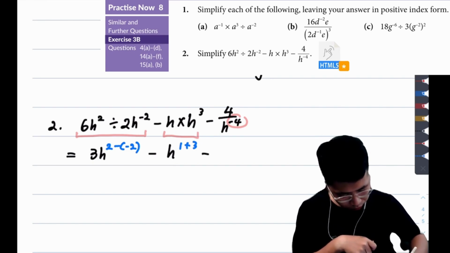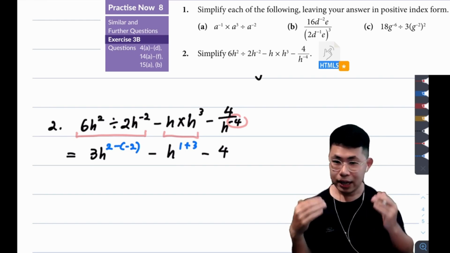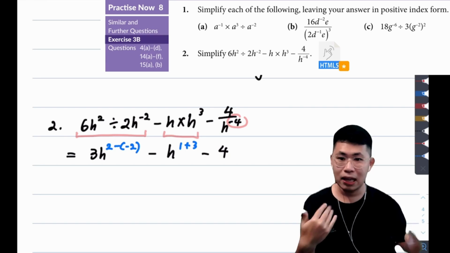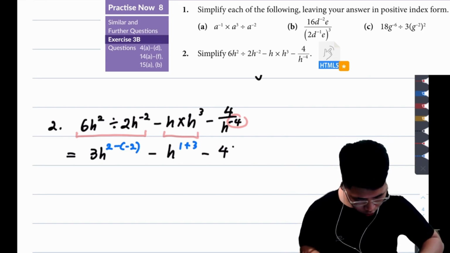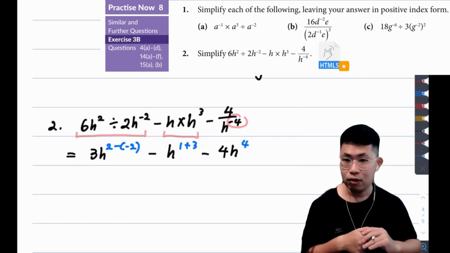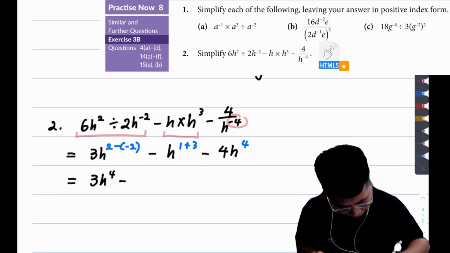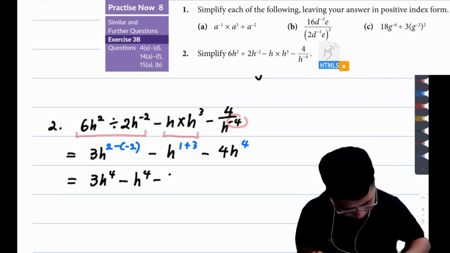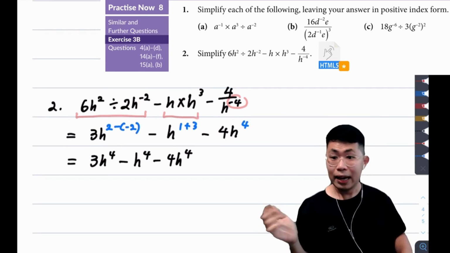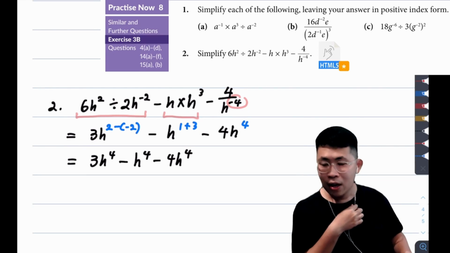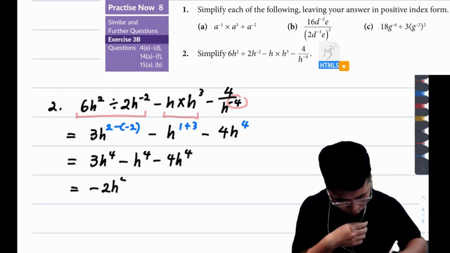Next one, we have our 4 minus 4, and h to the power of negative 4. What does it mean? When we have a negative power, we can change the level to become the denominator or the numerator, correct? So whatever is at the bottom will come on top. So I will have h to the power of positive 4. Let me simplify this. We have 3h to the power 4 minus h to the power 4 minus 4h to the power 4. Over here we have like terms, everything is h to the power of 4. So 3 minus 1 minus 4, I have negative 2h to the power of 4.